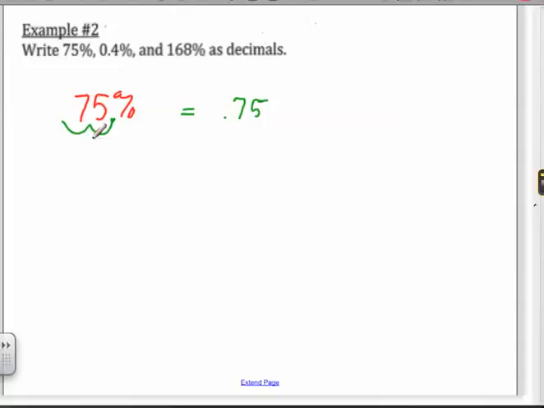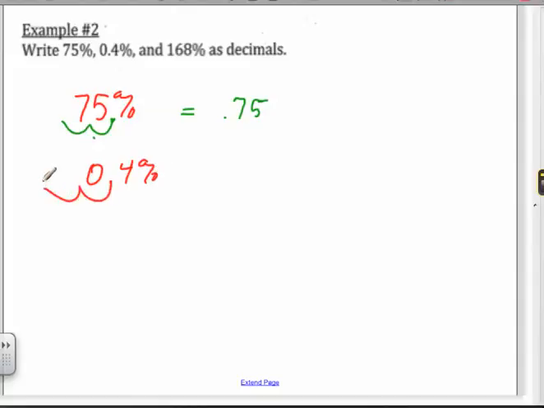Kentaro. The next one says 0.4%. Okay. This one already has a decimal, or I see the decimal. But is it the decimal representation, Miles? No, because it has that percent sign back there. Let's change it to a decimal.